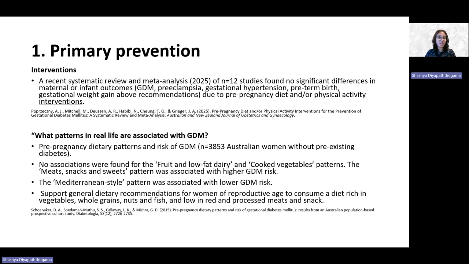The first one I've taken is a systematic review and a meta-analysis. As you know, systematic reviews have a higher level of credibility than a single research study. But still, this study says that these women who have followed different pre-pregnancy diets or physical activity interventions didn't have any significant difference in their outcomes like GDM, preeclampsia, gestational hypertension, preterm birth.